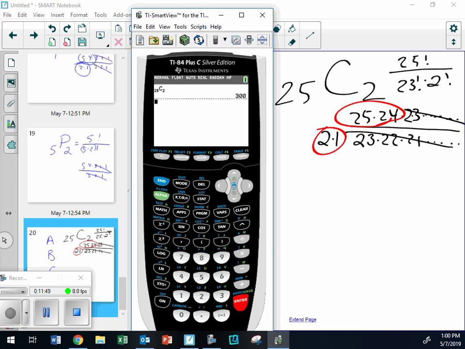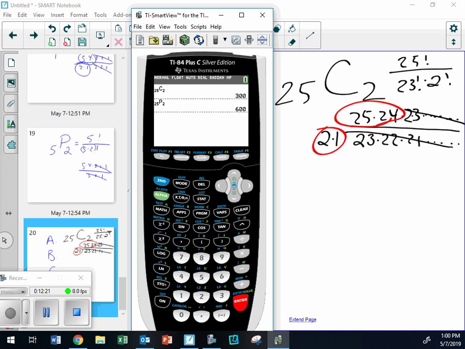Hopefully you did 25P2. 600, twice as many. Think about why that's logical. If I grabbed these 2 kids right here and then said the order matters, do you get there's going to be simply twice as many combos? Because I get to switch them around. So it's either this way, or that way.